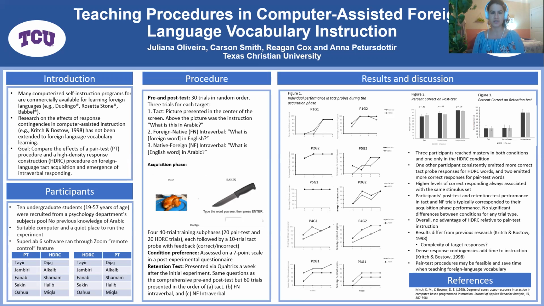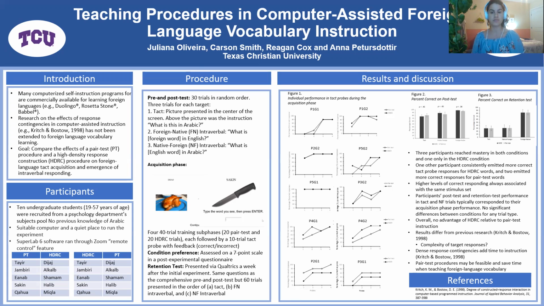So these graphs here in figure 1 show individual performance on the tact test during the learning phase. And we use this data to look at the progress of learning. Filled circles show the high density constructed response condition, and open circles show the pair test condition.